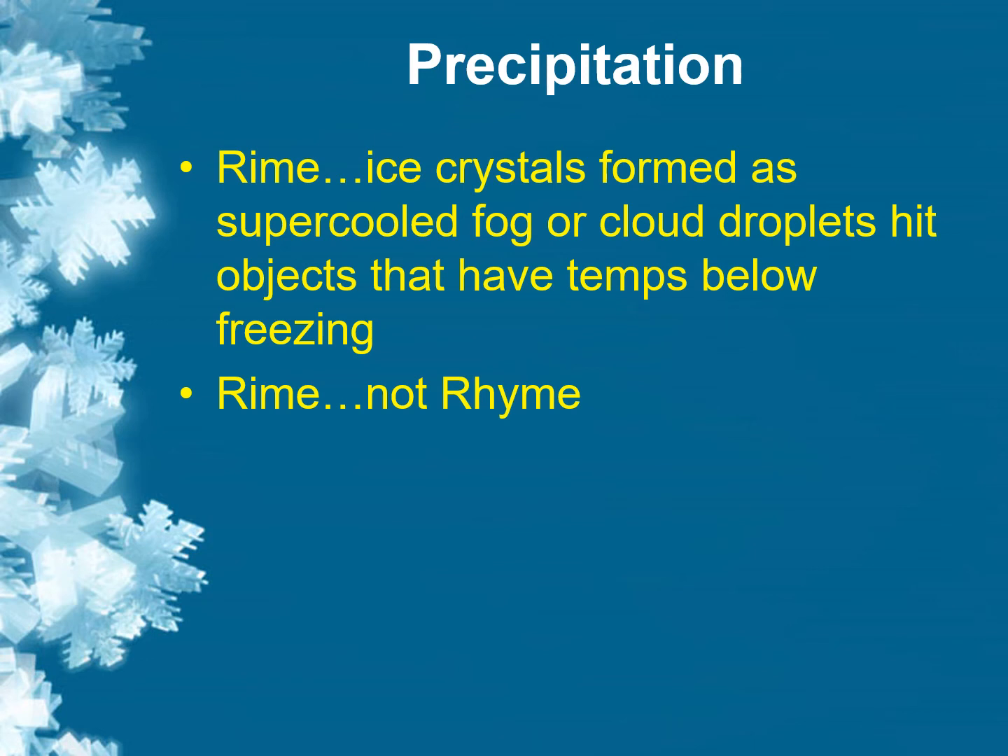So rime is something I've never seen in person. I've only seen pictures of it. Ice crystals formed from either supercooled cloud droplets or supercooled fog hitting objects that have temps below freezing. I believe that rime is more likely to occur in the mountains.